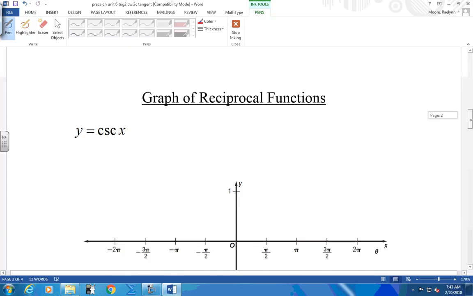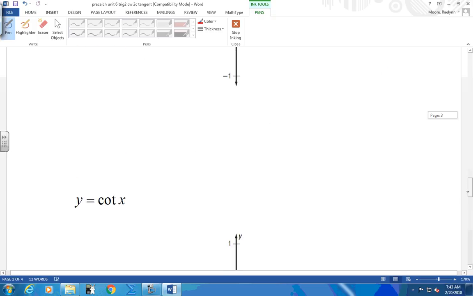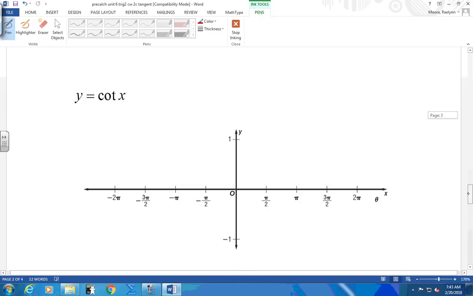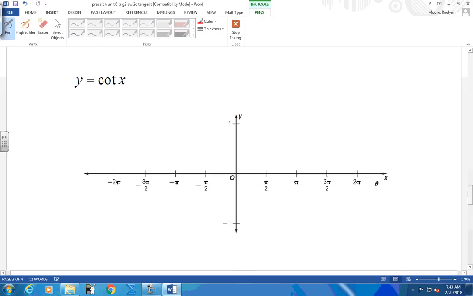So now we're going to go to cotangent. Cotangent is what? The reciprocal of tangent, 1 over tangent. So in terms of x and y, it's x over y. It's the reciprocal.